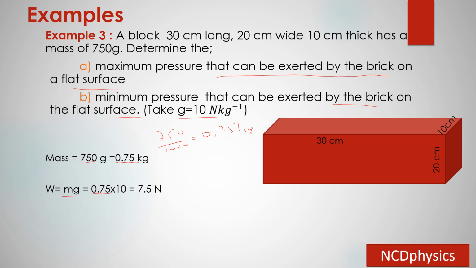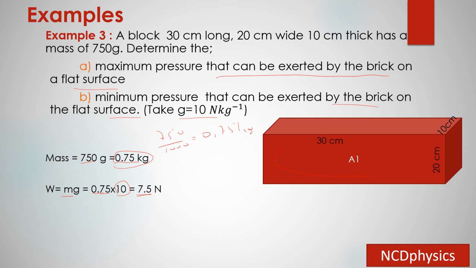mg is equal to 0.75, which is mass, multiplied by the gravitational field constant, 10. So 0.75 multiplied by 10 is equal to 7.5 Newton, which is the weight of the object. The weight we cannot change. And let's find the surface area of the object. So this is one of the surface areas of the object.